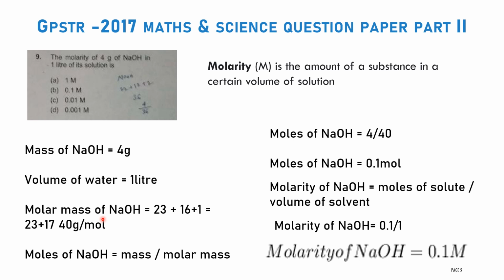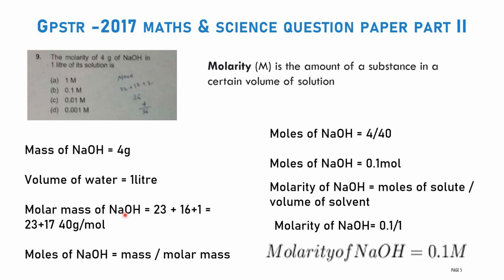First step, you have to calculate the molar mass of sodium hydroxide. This is a molecule, sodium hydroxide. What is meant by a molecule? A molecule is nothing but a combination of atoms. Here you can identify 3 types of atoms: sodium, oxygen, and hydrogen.